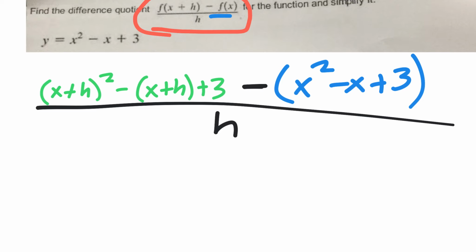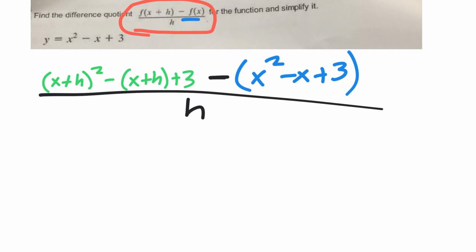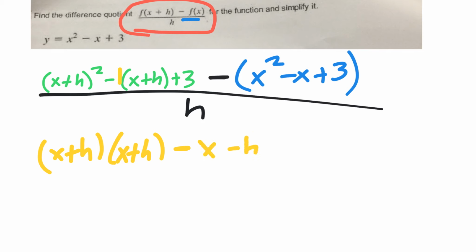Now we have to simplify. So I've got x plus h squared, which means we're going to distribute that. X plus h times x plus h minus, now all this is being subtracted, so I'm going to distribute a -1 there. So this becomes minus x minus h plus 3. And then again, all of this is being subtracted, so I'm going to think about distributing a -1 throughout the blue. So that's going to become negative x squared plus x minus 3. And then that's all over h.